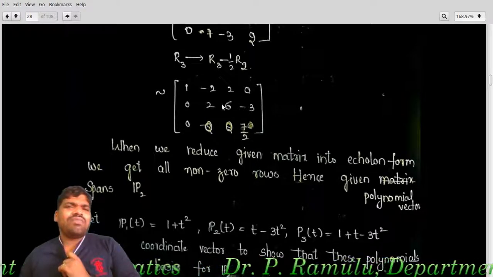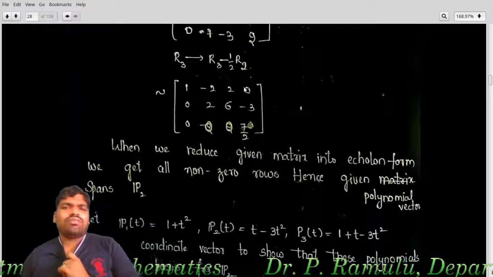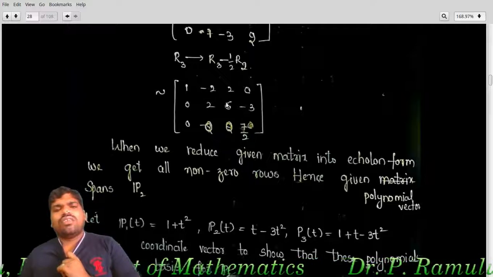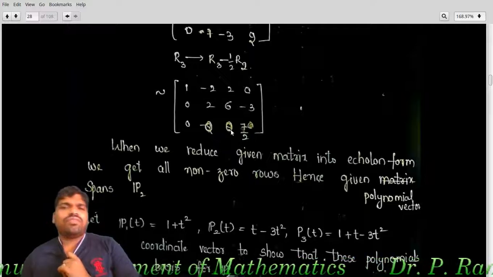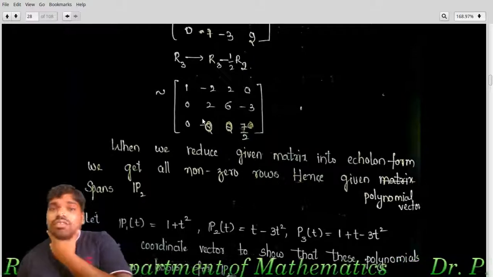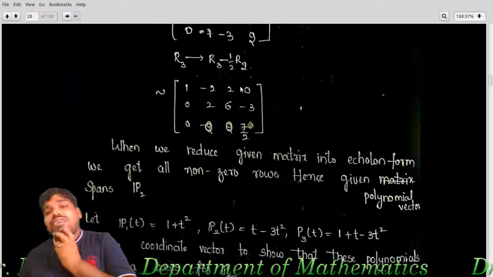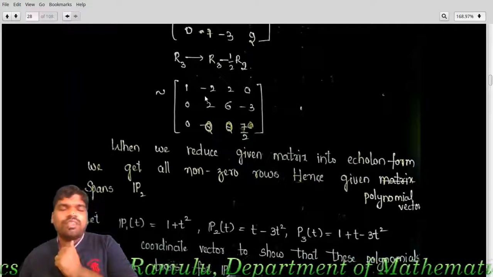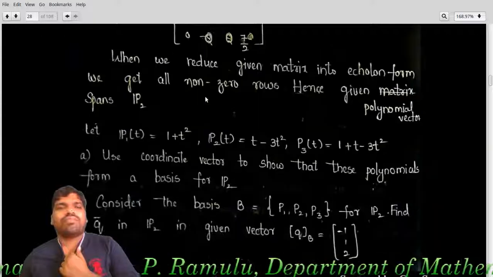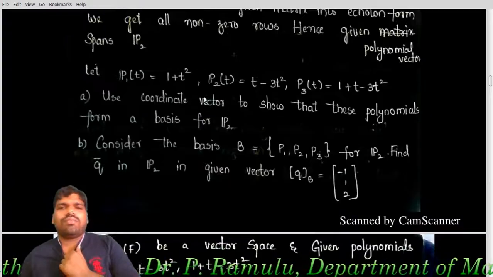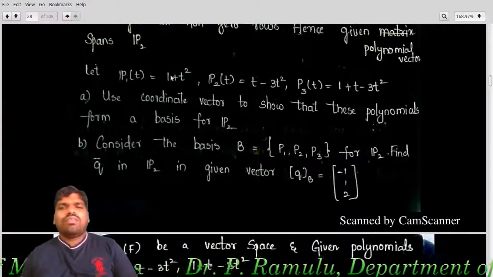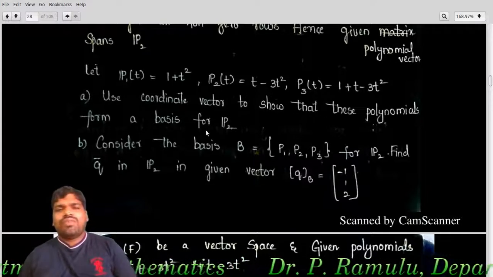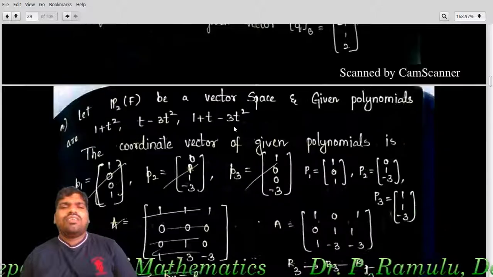But what can we do here? If you do operations using this, one column will get 0. So in this case, what happens? One column spans, but one column is a linear combination. It is not linearly dependent, right? So the same problems you can do on your own. You can take polynomials, use the coordinate vector, and check whether the polynomials form a basis for P2 or not. You can verify this thing, right?